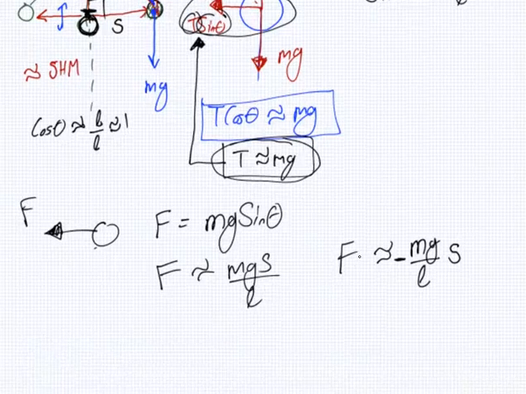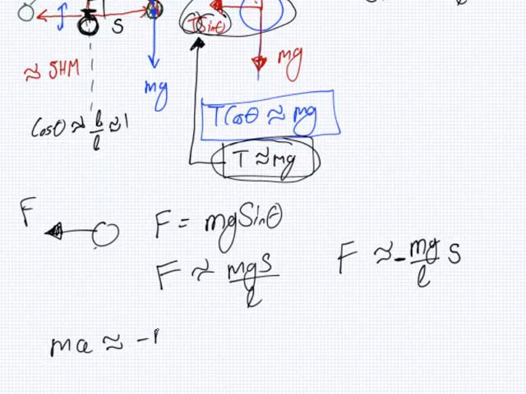Newton tells us what's F. What's the formula for F? So now we have ma is roughly equal to minus mg S over L. What happens here? Cancel the m. So we get a equals minus g S over L. Now, what type of acceleration is this horizontally? Is it circular? Simple harmonic? What type is this one?